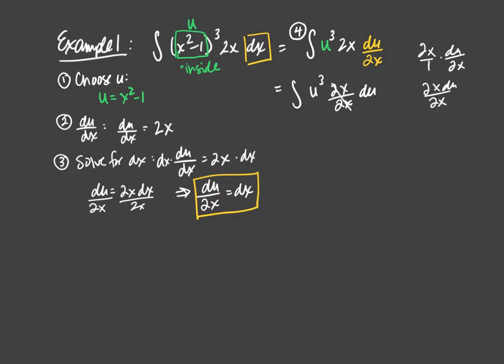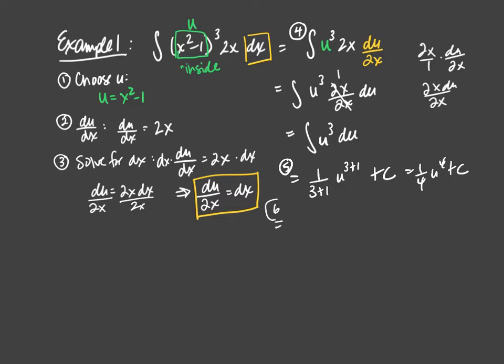And so 2x over 2x is 1. And I'm left with u to the third du. So if we come back here, we're ready for step 5, which is to integrate. The antiderivative of u, which is just our variable, just like x, is 1 over 3 plus 1, u to the 3 plus 1 plus c, or in other words, 1/4 u to the 4th plus c.